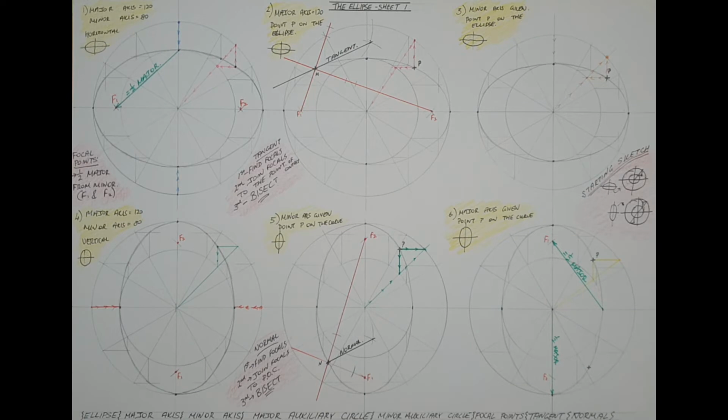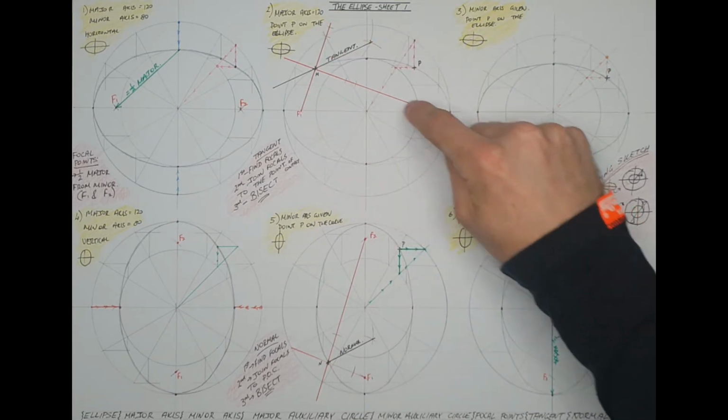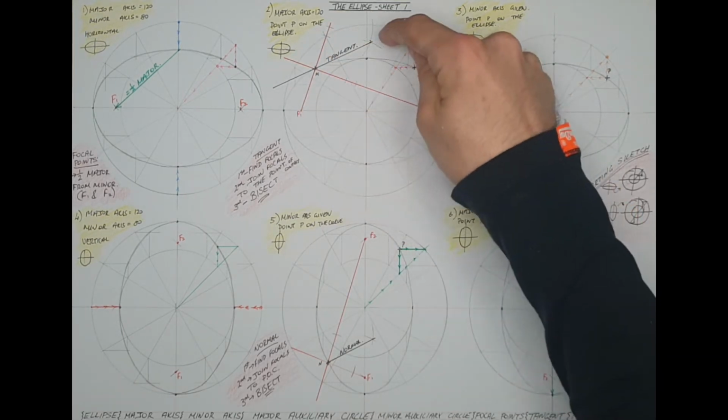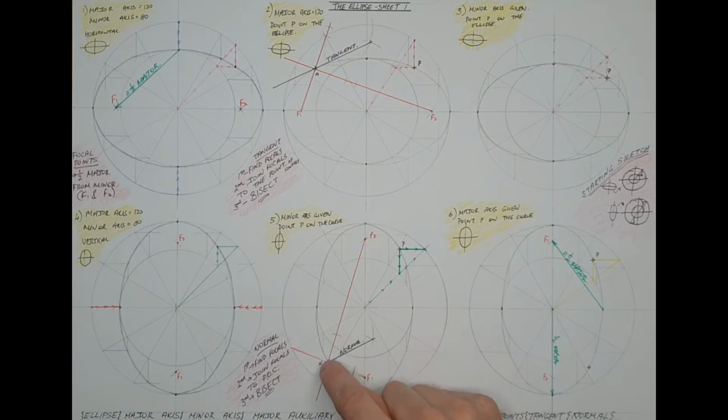And then from there we established a use for focal points, and the use for it was in tangents and normals. So we have our tangents and normals here, where we join the focals through and we divide an angle to get a tangent, or divide the inside angle to get our normal.